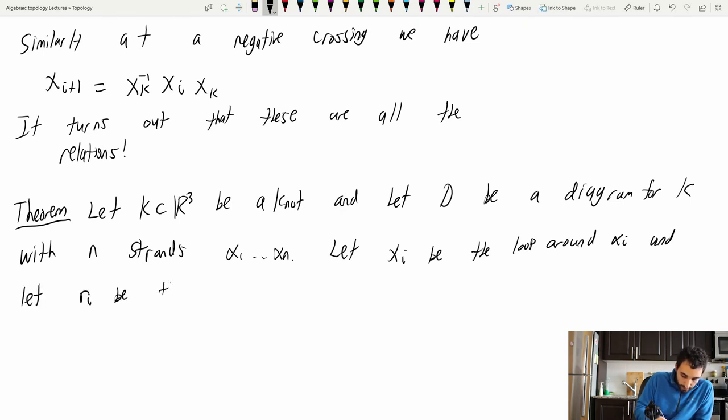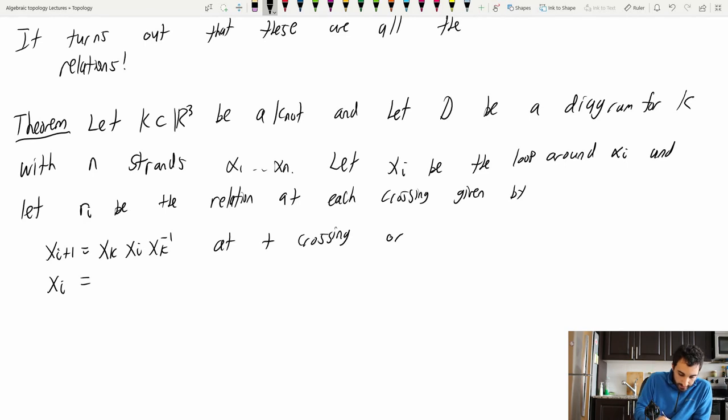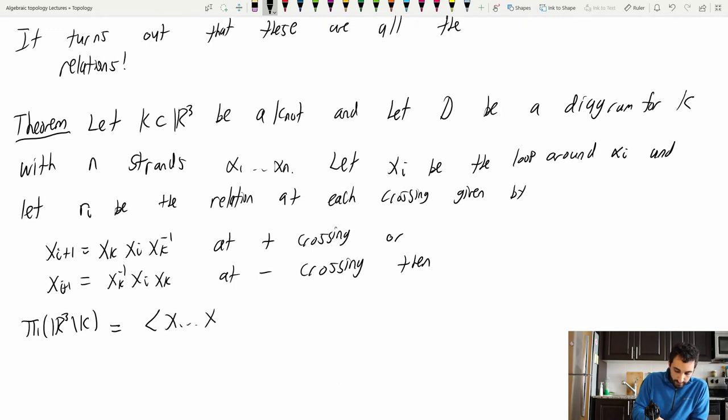let Ri be the relation at each crossing given by either X(i+1) = Xk Xi Xk inverse at a positive crossing, or X(i+1) = Xk inverse Xi Xk at a minus crossing. Then pi 1 of R3 minus K has this presentation: X1 to Xn, together with the relations as above, R1 to Rn.